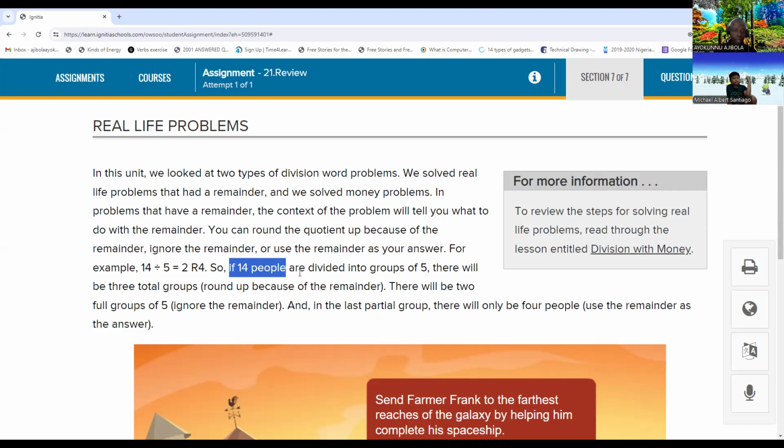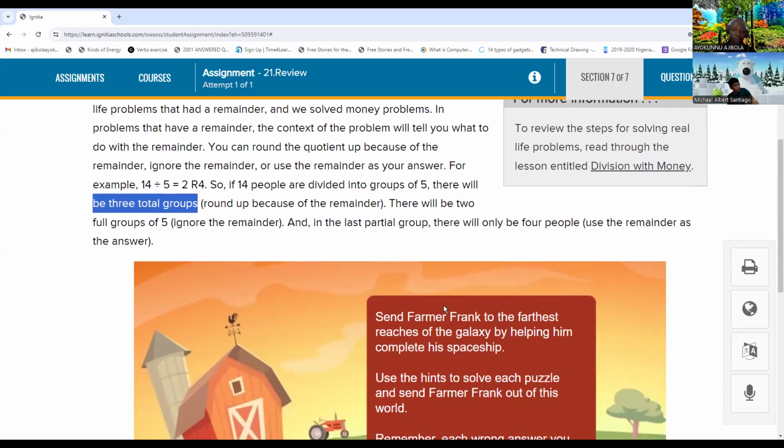If 14 people are divided into groups of 5, there will be 2 groups of 5. Then there will be 1 group that is not up to 5, so the total groups now will be 3. Is that clear? Yes, because of the remainder. There will be 2 full groups of 5 when we ignore the remainder, and in the last partial group, there will be only 4 people. And we use the remainder as the answer. Is that clear?